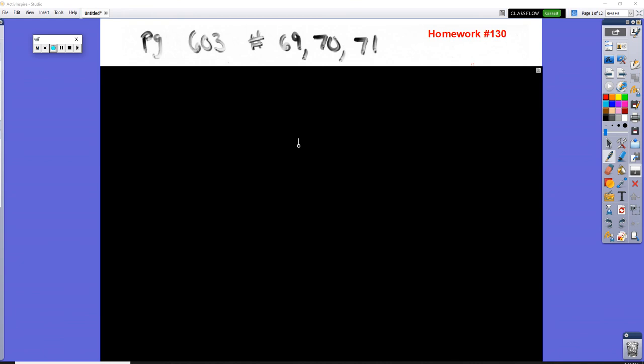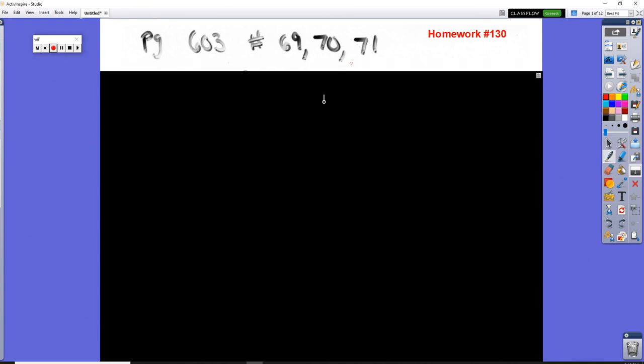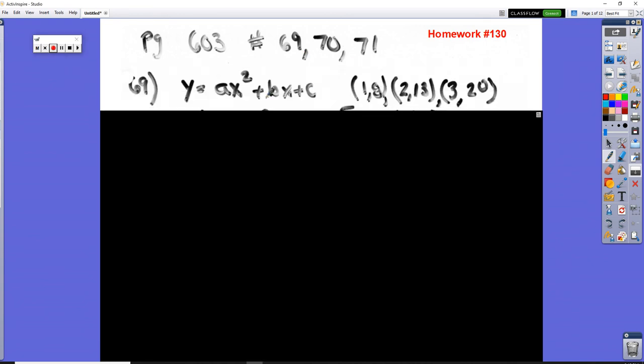So this is the solutions to homework problem number 130. It starts on page 603. We got to do the problem 69, 70, 71. Problem 69 says they wanted you to curve fit a parabola. So here's the general equation for a parabola, y equals ax squared plus bx plus c. And the 3 points they gave you had coordinates of (1, 8), (2, 13), and (3, 20).